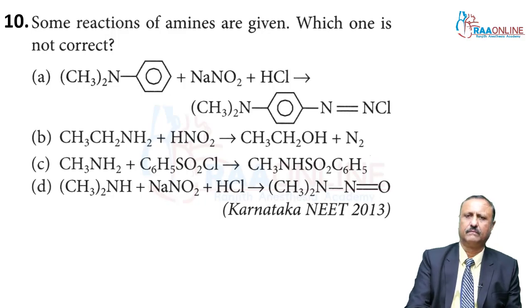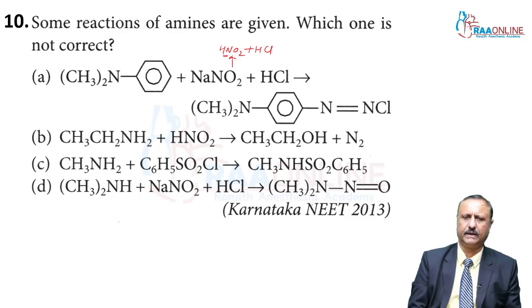Here you can see that when NaNO2 and HCl react with each other, they form HNO2, nitrous acid. This nitrous acid reacts with dimethyl aniline. In this dimethyl aniline, no hydrogen atoms are present on the nitrogen. With NH2, hydrogen atoms are present. That's why the NH2 group reacts with HNO2 and HCl and forms benzene diazonium chloride.